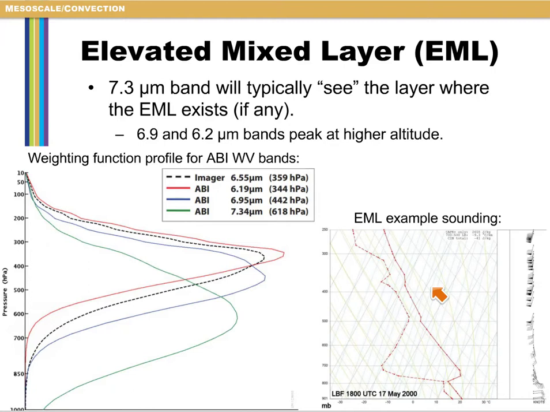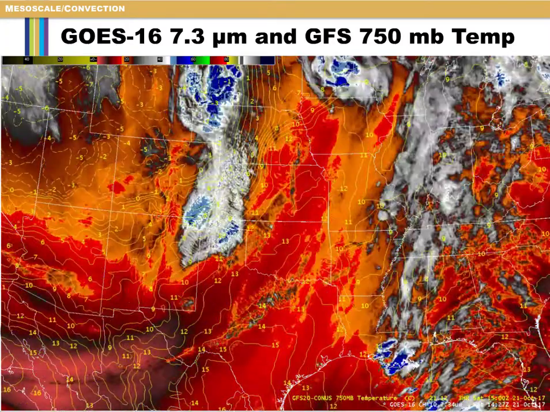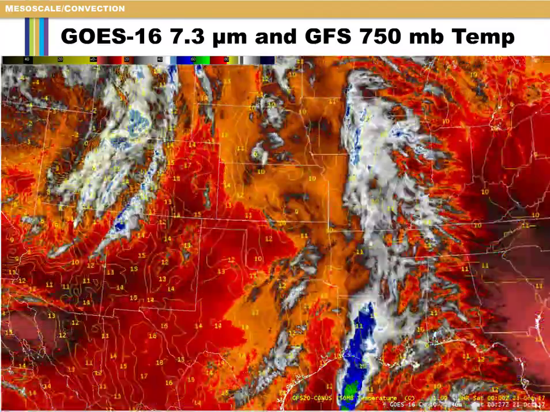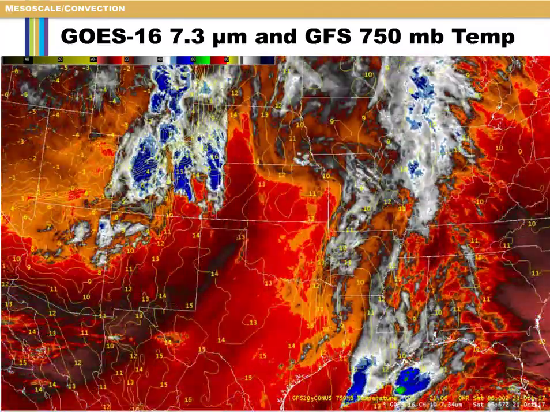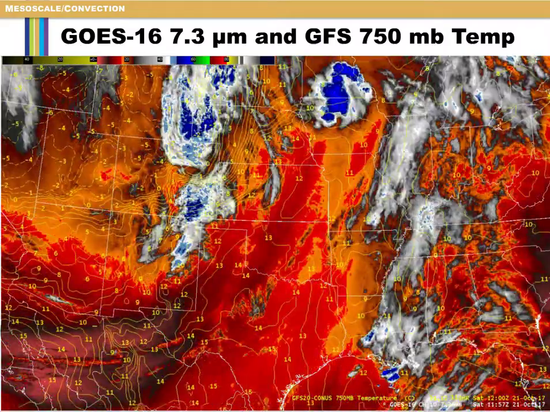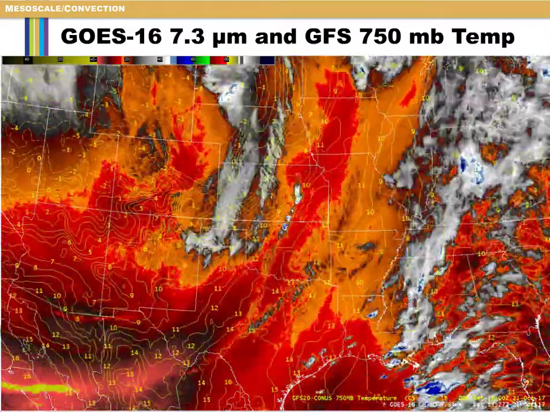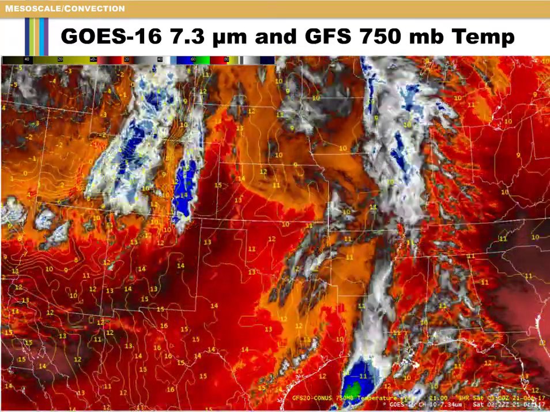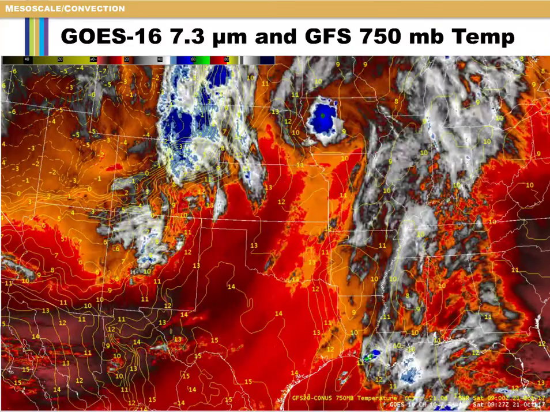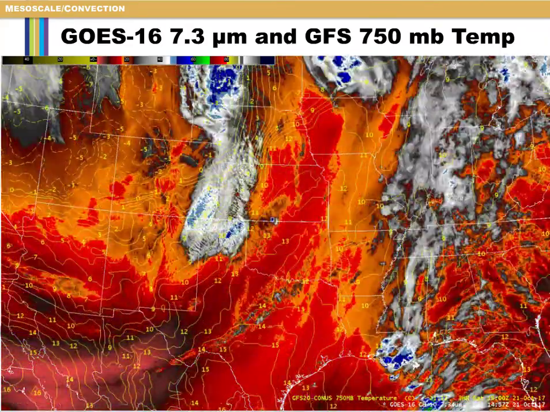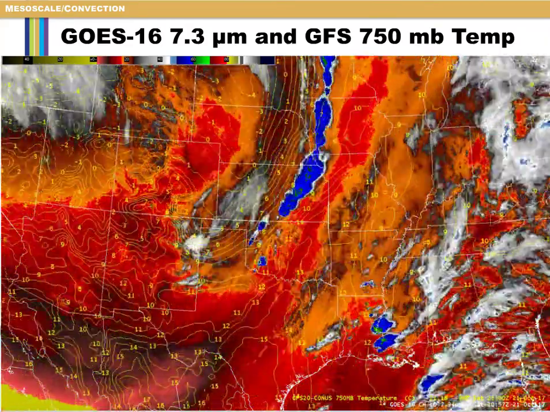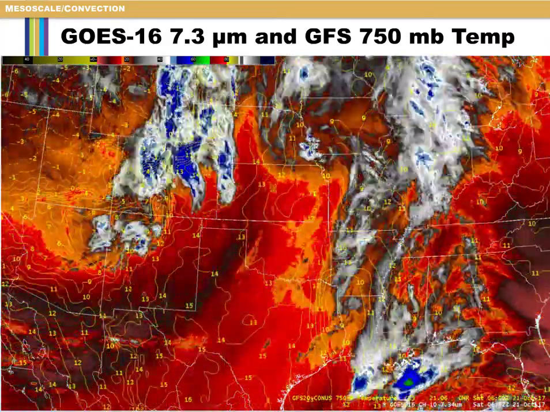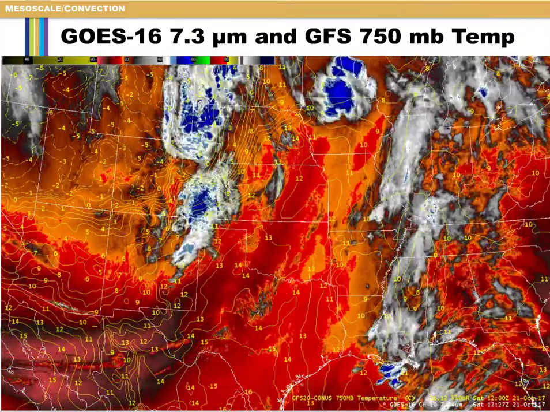Now let's look at a case from October 2017 from the GOES-16 7.3 micron band. We overlay GFS 750 millibar temperatures to assist with interpretation. The elevated mixed layer will show up as a region of warmer brightness temperatures. Keep in mind, there are many reasons why you may observe warmer brightness temperatures in this channel. Synoptic scale subsidence will commonly show up as warmer brightness temperatures, so we need to confirm the region of warmer brightness temperatures are indeed associated with the elevated mixed layer.